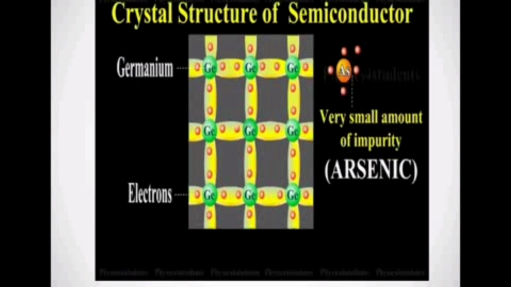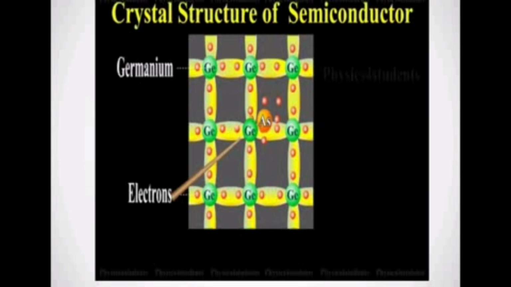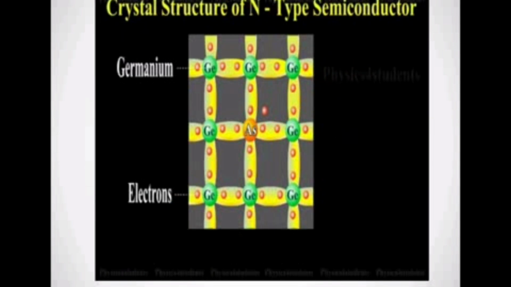The tetravalent atom has 4 electrons. So an arsenic impurity is added to the germanium. What happens? One electron is extra. It already has 4 electrons combined with the germanium, and that one free electron is there.